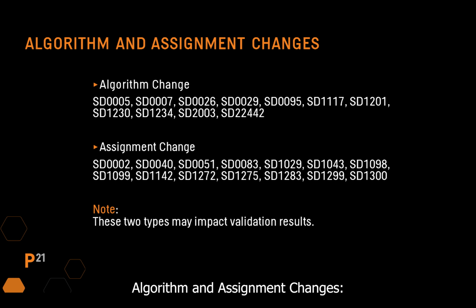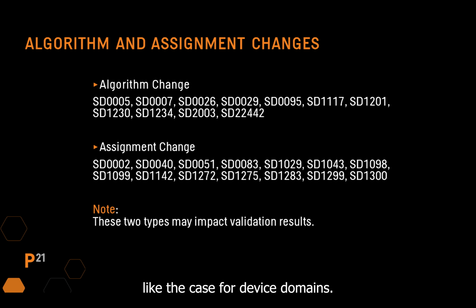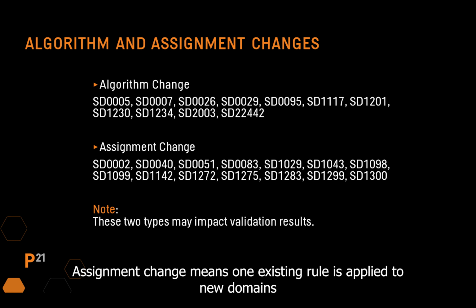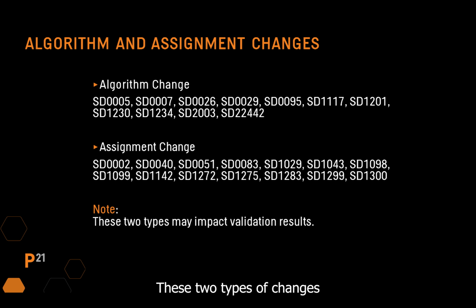Algorithm and assignment changes. Assignment changes are given to these rules. It is mainly to adjust the key variables within logic, like the case for device domains. Assignment changes are given to these rules. Assignment change means one existing rule is applied to new domains or one validation rule is removed from the specific domains. These two types of change may have impact on the validation result.